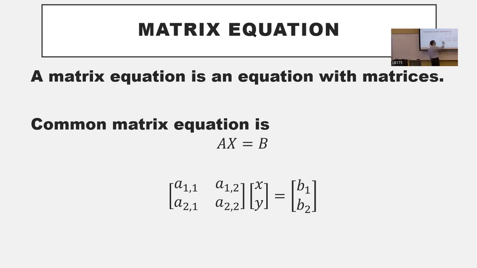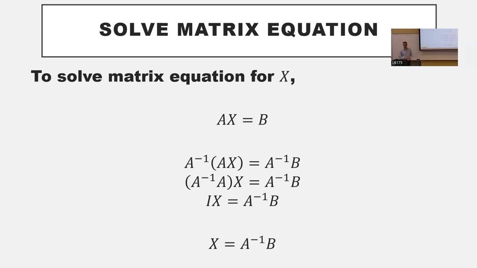And then A21 times X plus A22 times Y is equal to B2. That makes sense? So that gives you 2 linear equations in this matrix equation. Okay.